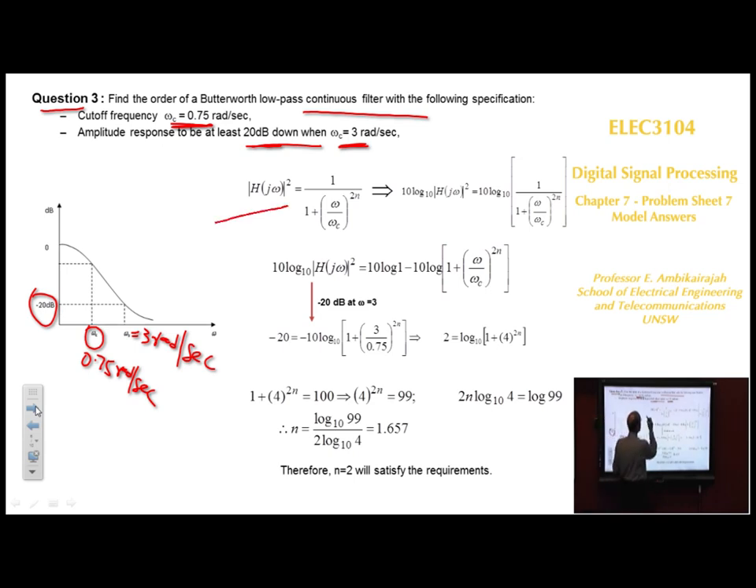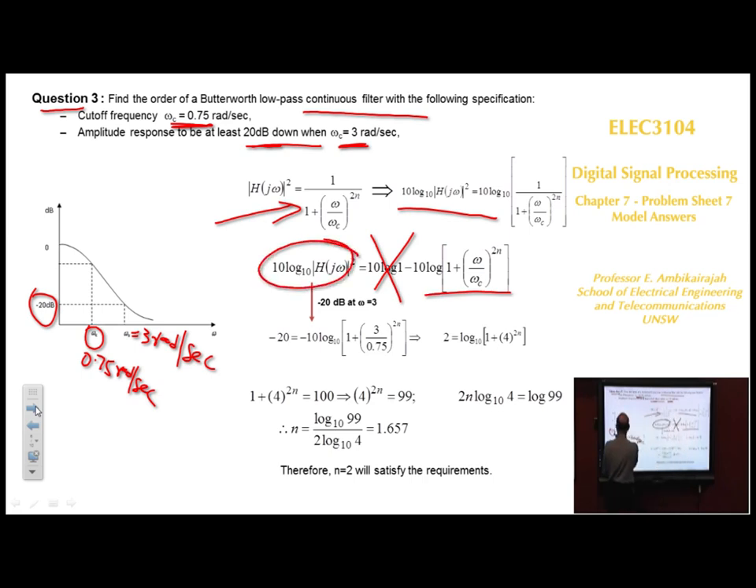Start with our normal equation. That's the equation for us. Then take 10 log on both sides and substitute. When you do this, this part is 0, so that part is there. This 10 log now becomes minus 20 dB at omega equal to 3. So you put minus 20 dB and put omega equal to 3 there. And the cutoff frequency is 0.75. Substitute that as well. Now you do the simplification as we have done before.